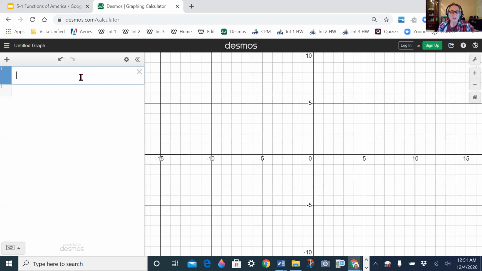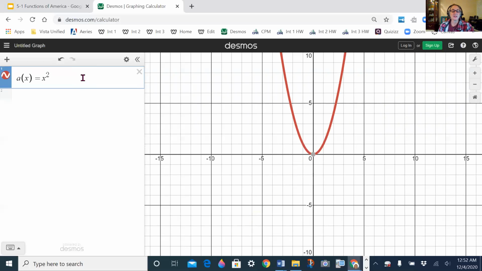And then I'm going to come over here and put in my equation. I'll just call it A of x equals, and I'm going to put x squared. I can do x, then shift and the 6 if you want, and then put the 2 and arrow out, minus 2x minus 8.